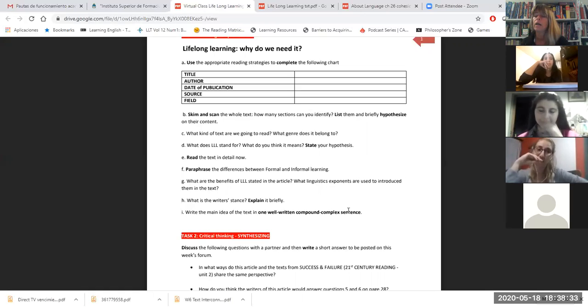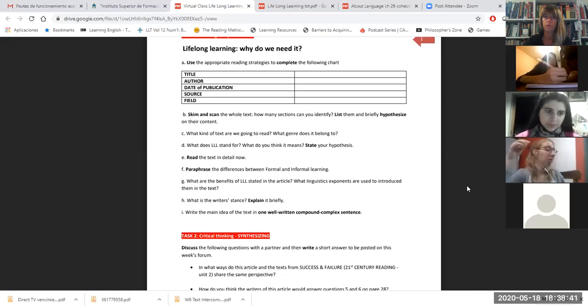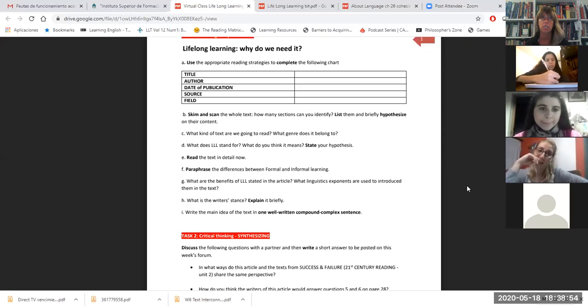Another question? Can we say that we use academic vocabulary as a linguistic exponent in this? No, because academic vocabulary would be too broad. Here, I want to be specific. If I'm asking you what linguistic exponents are used to introduce the benefits, you said the enumerators and the phrases, like, for example, the following, such as.